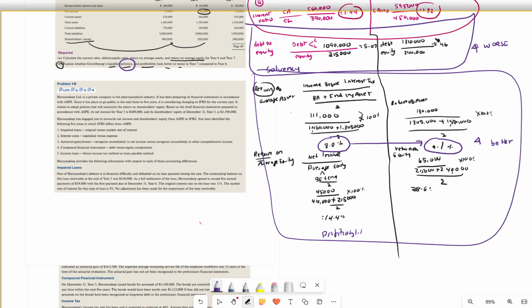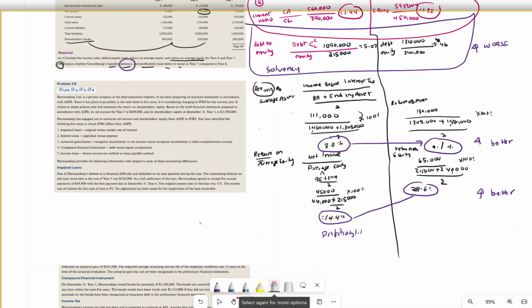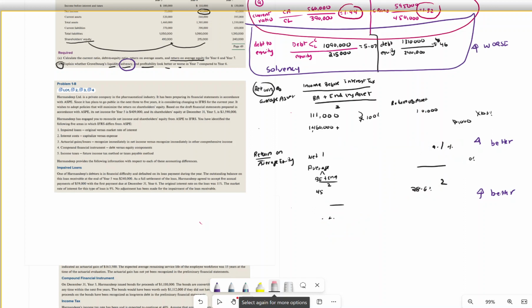So they're asking, is it better or worse? This was the return on average equity, 14.4%, and this is 28.6. So it went up, and if it went up, it is better for the company. So that's what you're looking at. Now this was our first problem that we did. Now we're going to do the next problem.